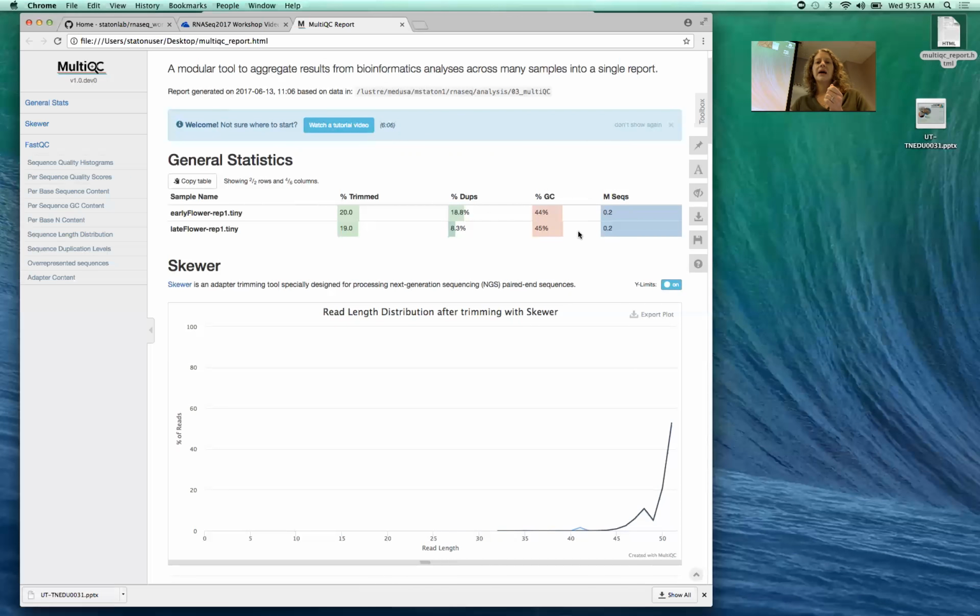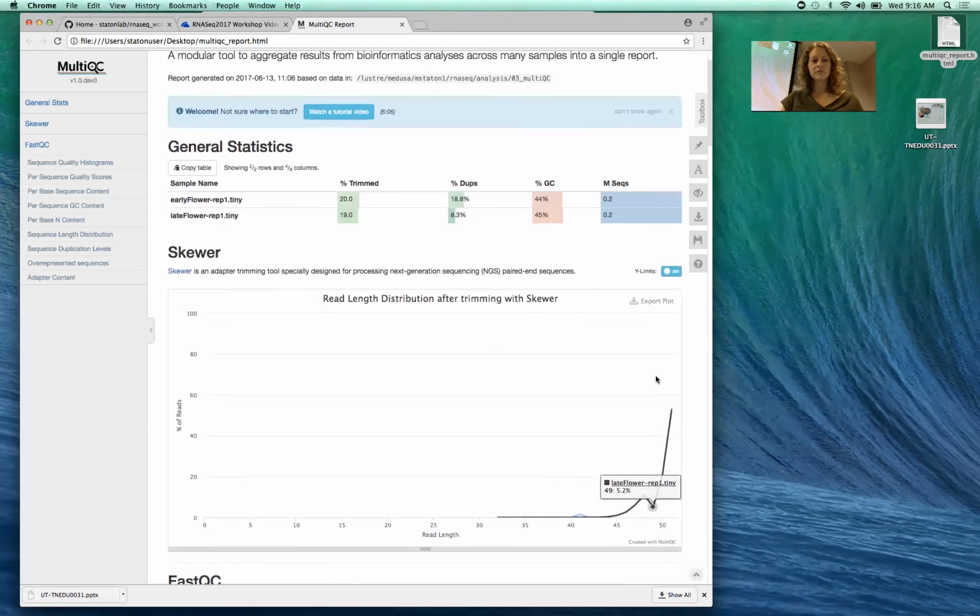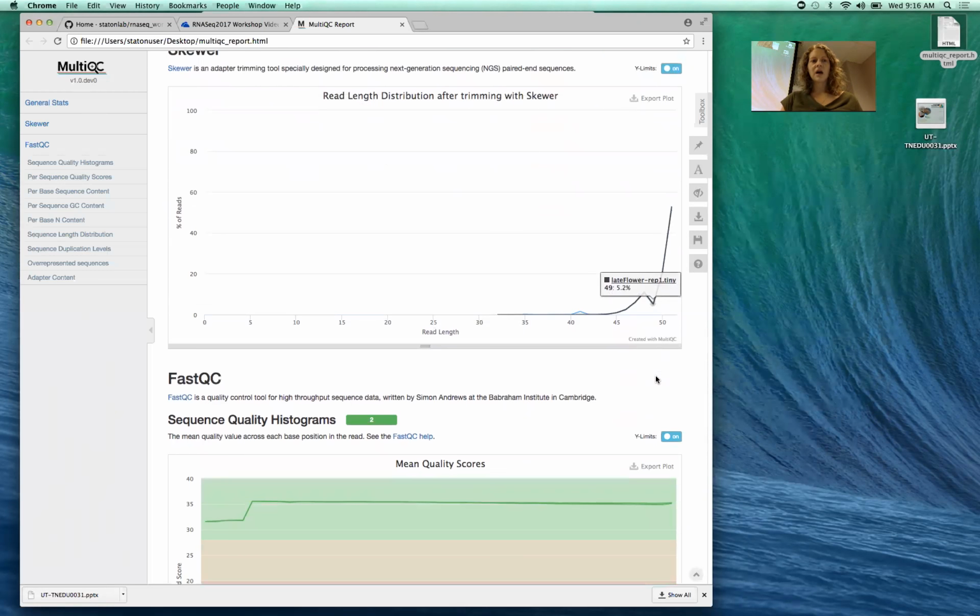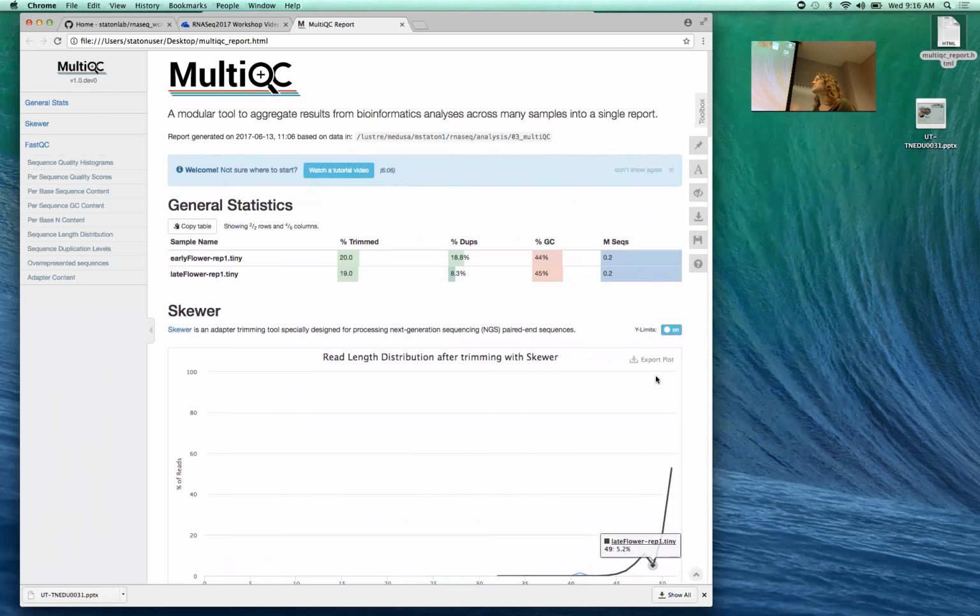Percent GC and millions of sequences. So we have 250,000 sequences, so it's a 0.2. It also gives you this read length distribution after trimming with skewer. So we started with all of our reads at 51 bases. So it would have been 100% at 51, but now we have a good many that are 50, 49, 48, 47. So not too much trimming going on. And so, okay, this is another thing. So MultiQC has mushed together your skewer results with your FastQC results.